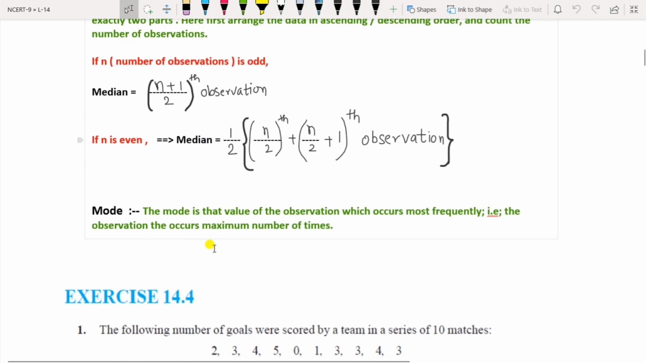Mode is that value of the observation which occurs most frequently. That is, the observation that occurs the maximum number of times is called the mode.